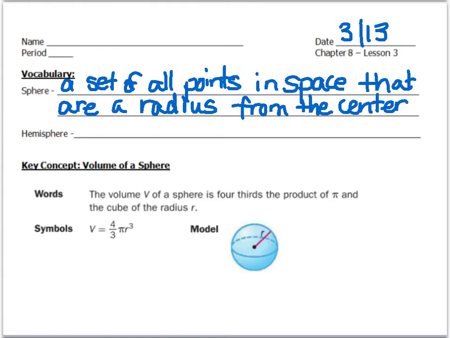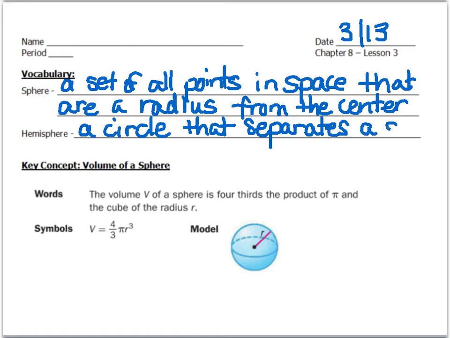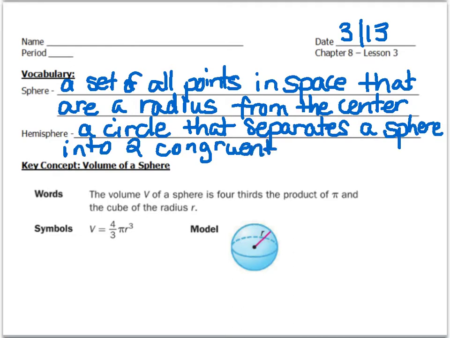And a hemisphere is a circle that separates a sphere into two congruent halves. So it's basically like slicing the earth in half.